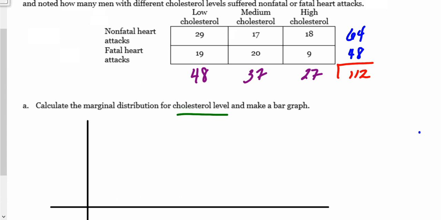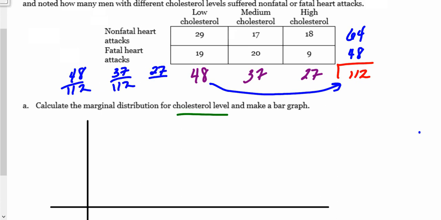Then, in order to figure out this marginal distribution, I'm going to take each of these categories and divide by 112. So 48 out of 112, and 37 out of 112, and 27 out of 112. Those calculations will give me percentages. They will be kind of close to the counts because the total is 112 and percents are based on 100, so it's not going to be super different.